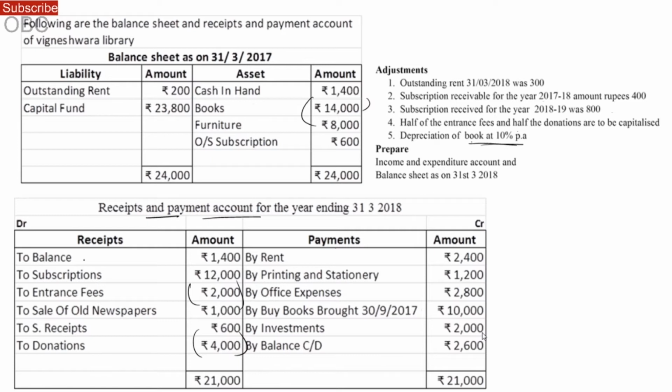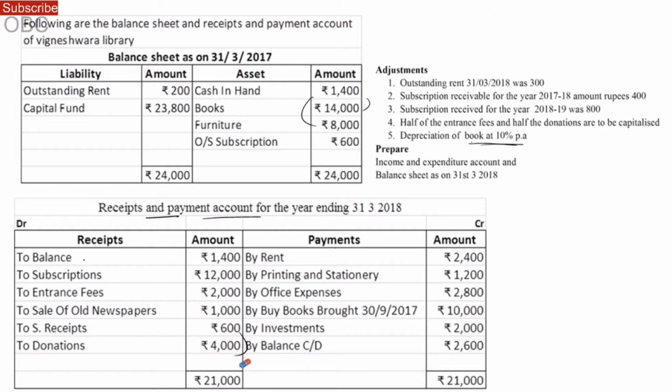This year also they purchased books, bought on 3/9/2017. This time you need to multiply by the number of months remaining and divide by 12. You need to calculate only for the remaining months. So I'll explain when it comes. By now we have analyzed the problem, so it is a simple problem.